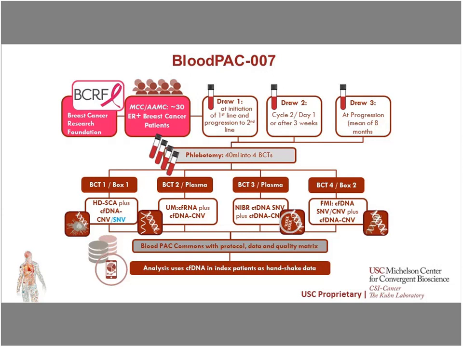Here is the design of the project. For each blood draw, a total of 40 ml of blood will be split into 4 tubes, and each tube will be sent to one participating lab. So at least 3 blood draws will be collected from one patient. Up to 12 study-related blood draws will occur if there is a disease progression or change in treatment.